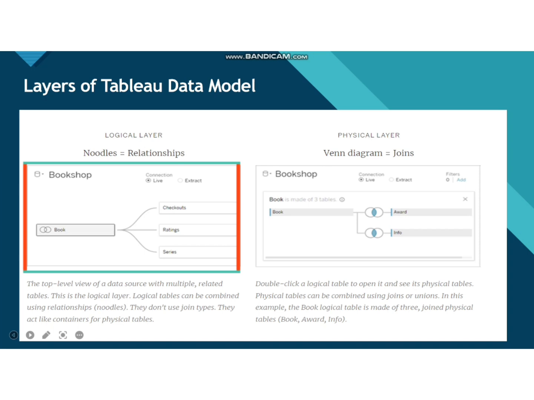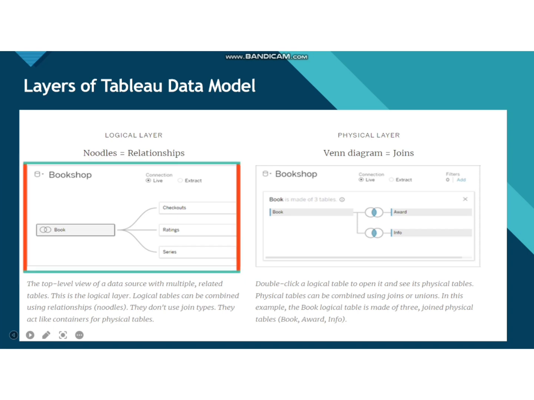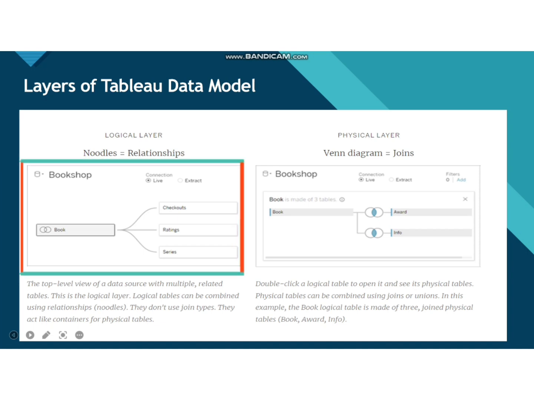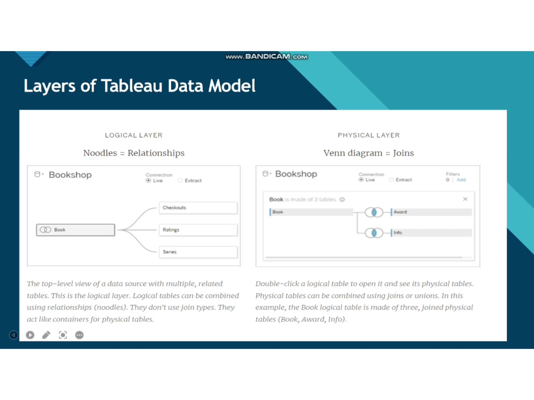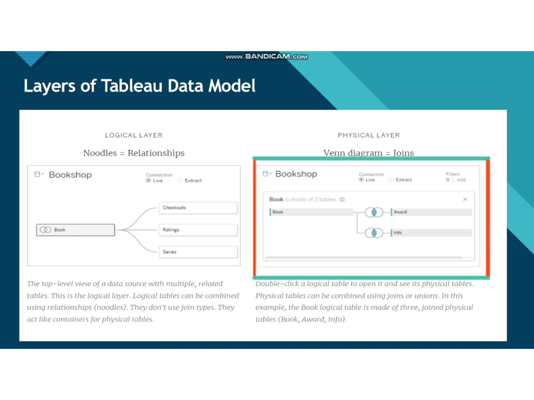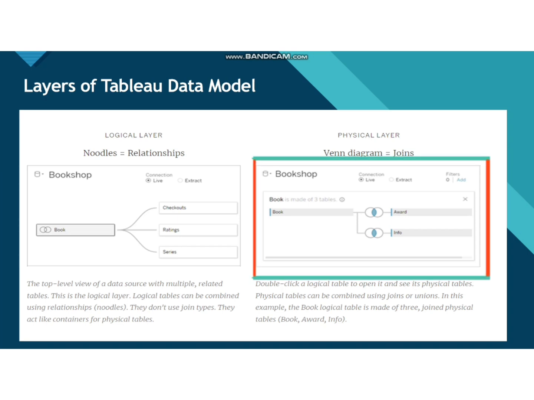So if you see, this is a logical layer. This whole box is called logical layer. Inside we have logical tables. So we have totally four logical tables over here and we have used noodles or relationships to combine these four tables. And in the right side view, we have physical layer and it is made of three tables and we have used Venn diagrams or joins to join these three tables.